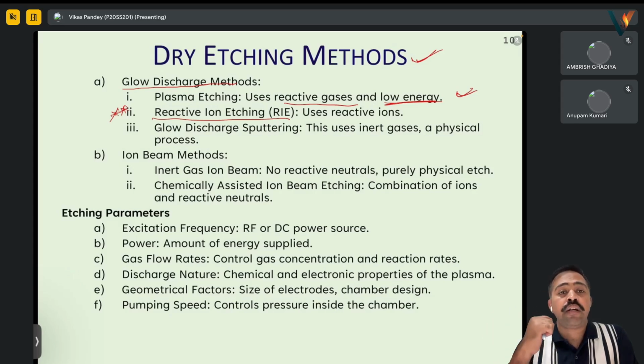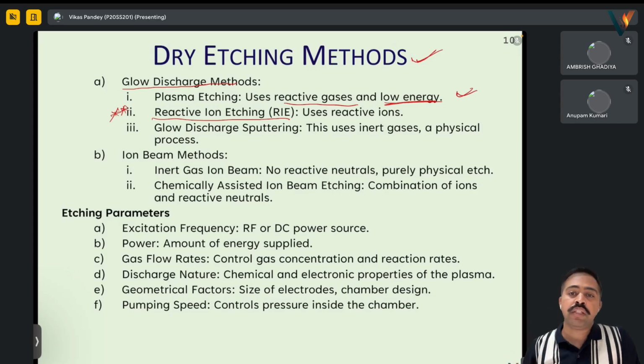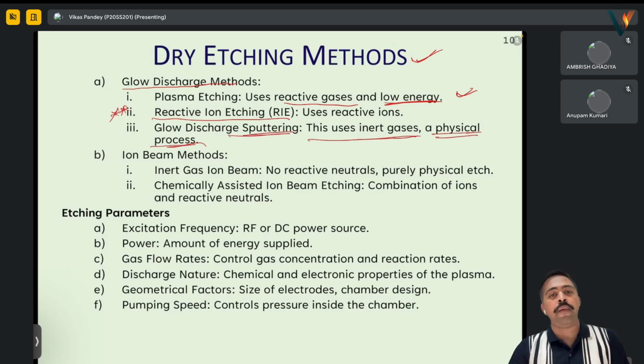Then glow discharge sputtering. This uses inert gases, and this is a physical process. So it is very similar to sputtering, where the ions go and hit the surface and remove the material in the specified area. So this comes under the glow discharge method.